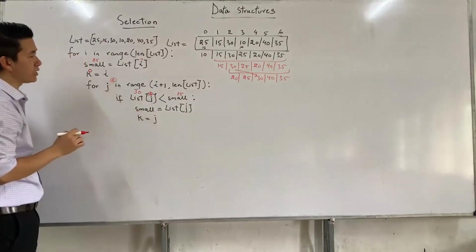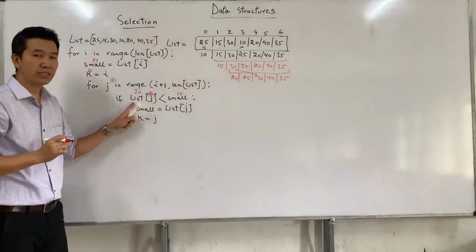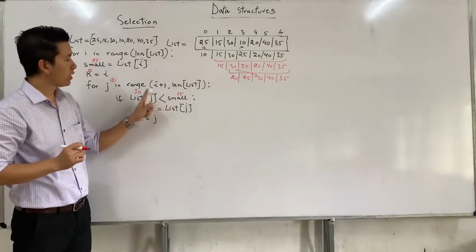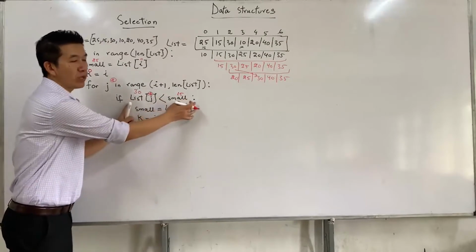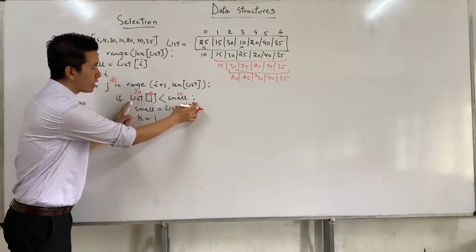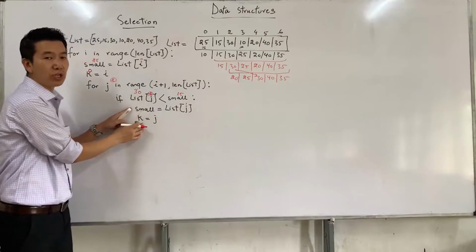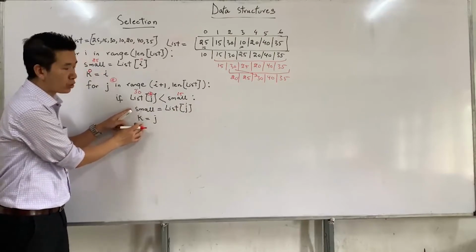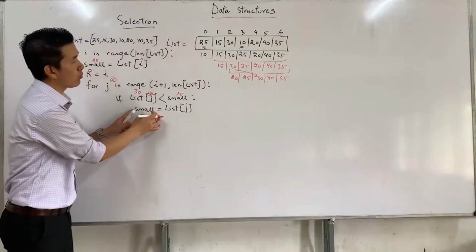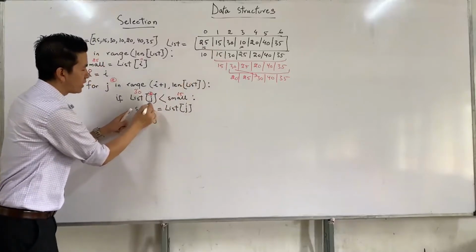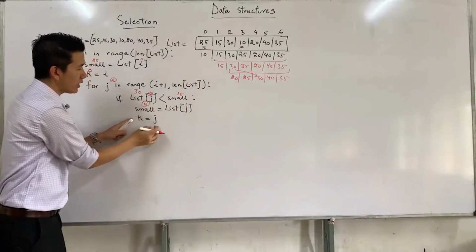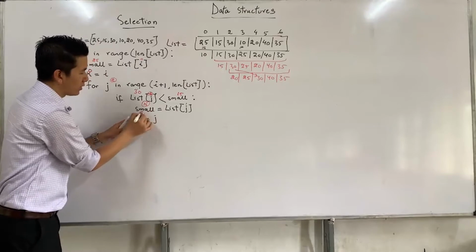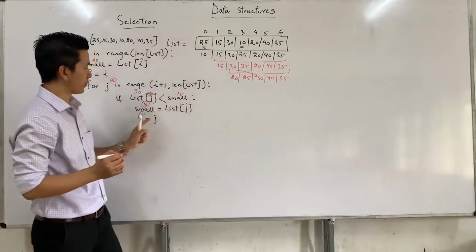Okay, so again the condition is evaluated. 30 is less than small. 30 is less than 15, the condition is false. If the condition is false, these two statements will not be executed. So you will still have the value of small as 15, and the value of k will still be 1, the index value of 15.